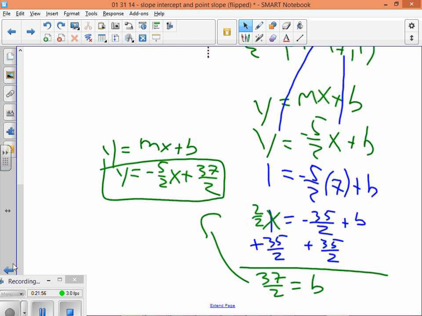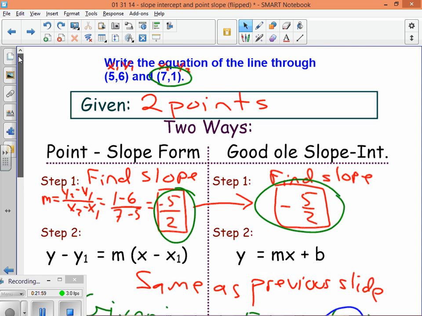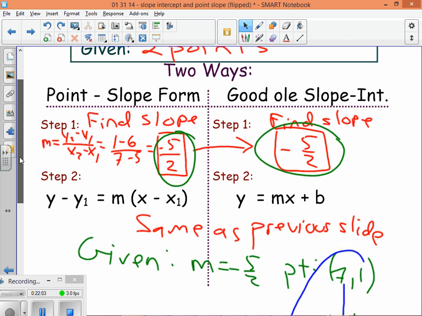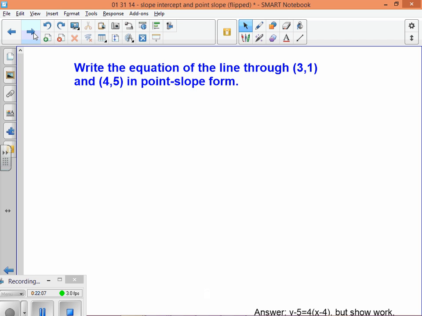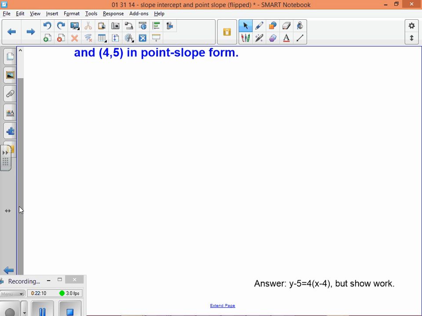And so all I did with a 2-point formula, or given 2 points, I first find my slope, and then I do the exact same thing as when I have 1 point and a slope. This one is for you to do. I have given the answer at the bottom, but you need to show your work, and we are done.